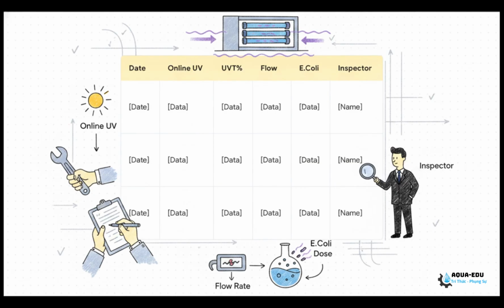Brothers, I can't stress this enough. Meticulous documentation is just as important as turning a wrench out on the floor. I want to see the online UV intensity logged against the handheld readings, the flow rate, and the calculated dose on every single shift. If a state inspector walks into this plant tomorrow, this logbook is the only thing that proves we're managing our discharge safely.